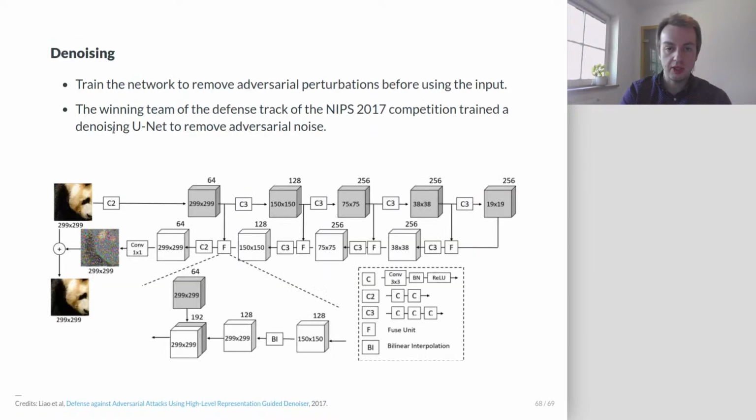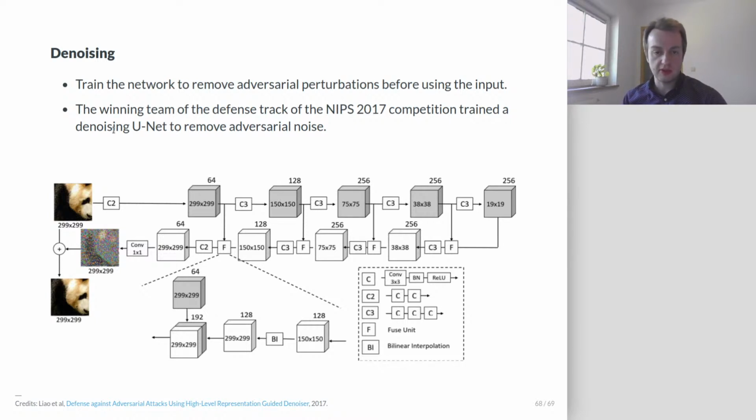Okay, so I will not go into too many details. I will just describe one of these methods, and I will tell you then why I only describe one of them. But I picked this one, denoising, because it's one which has proven to be quite effective.